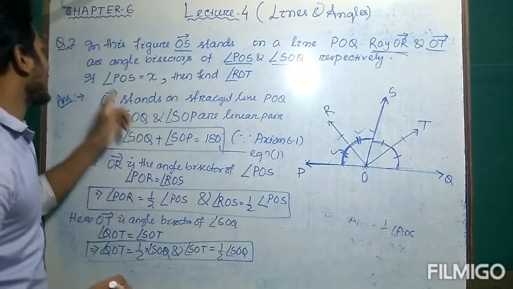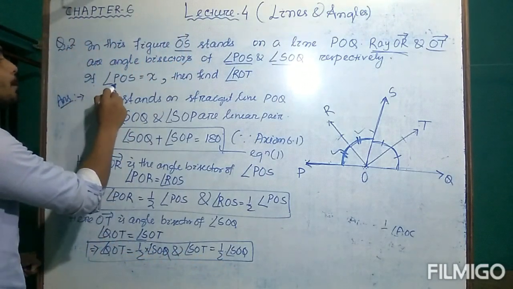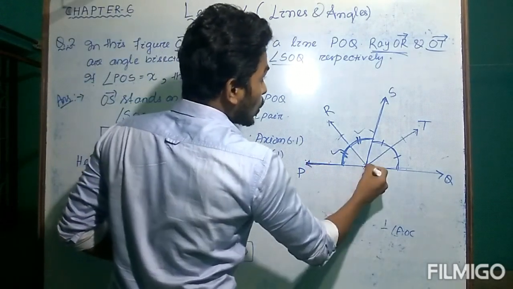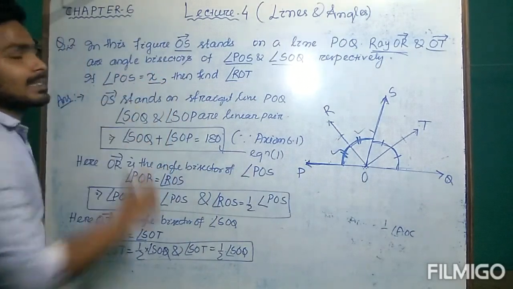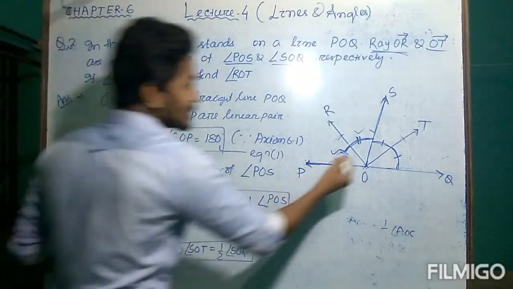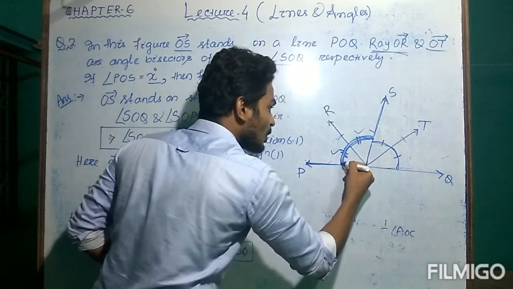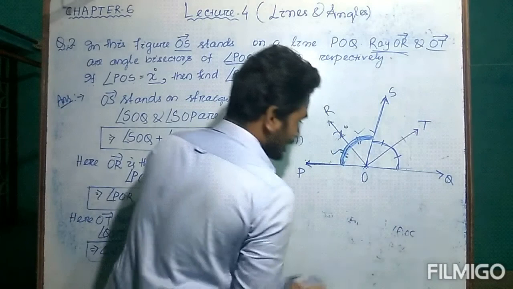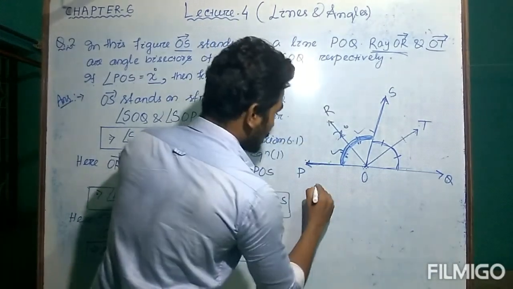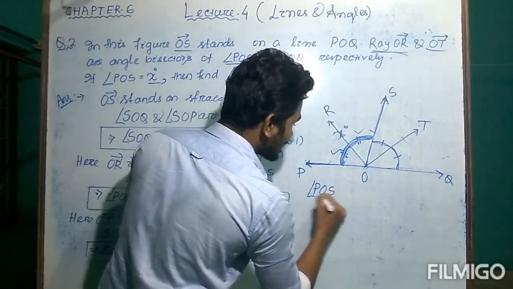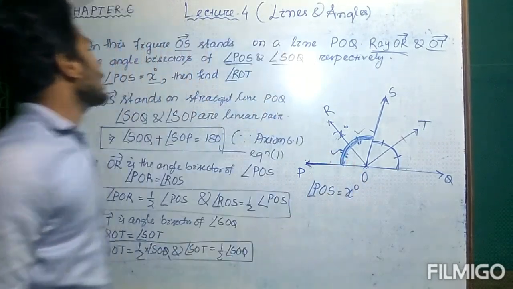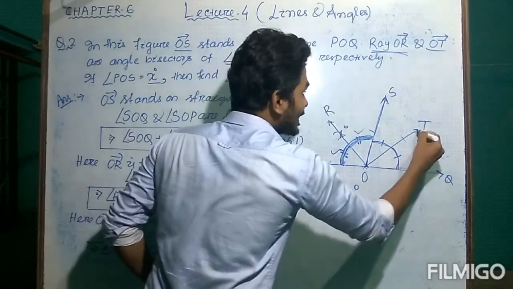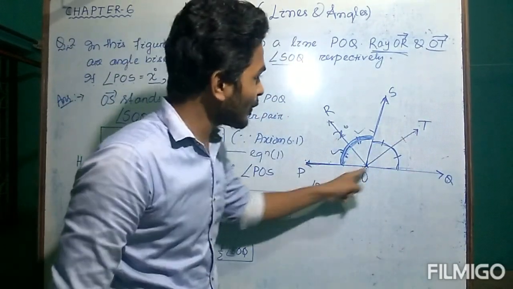Next, what we have to find? It is given that POS is X degree. Okay, so the total angle, this angle is equal to how much? X degree. The total angle POS. So write it. So POS is equal to X degree. Then what you have to find? You have to find ROT. Okay, you have to find this value.